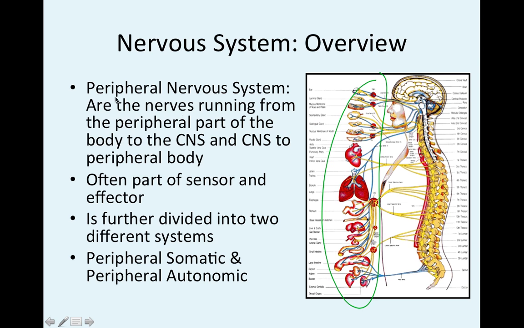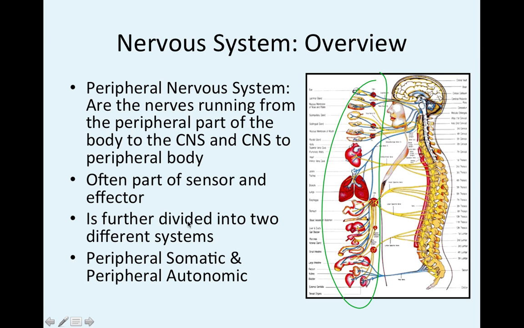The peripheral nervous system are the nerves running from the peripheral part of the body to the CNS. So here's the peripheral part of your body, and they're the nerves running to the spinal cord, or to the brain. We call those peripheral nerves because they're on the peripheral part of your body. They're often part of the sensor and the effector of feedback loops.